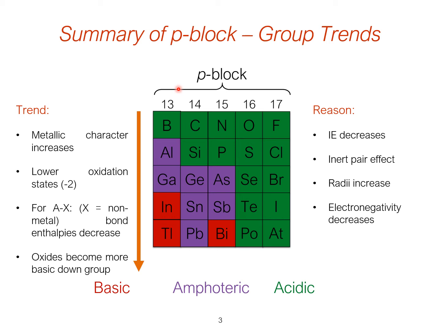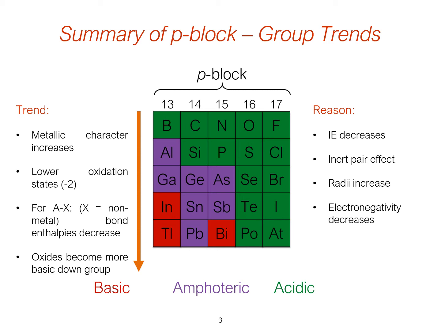And we can see here that as we go down a group, the green squares are acidic oxides, purple amphoteric and red basic. And we can see at the top they're all acidic, and then as we go down they become more purple and red, more amphoteric, basic. And although we're applying this to the P block, it's true for the whole periodic table.